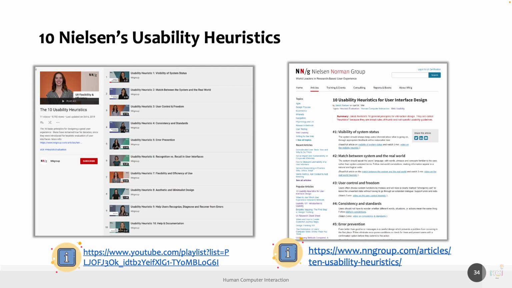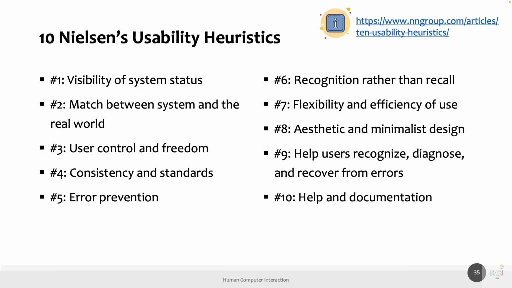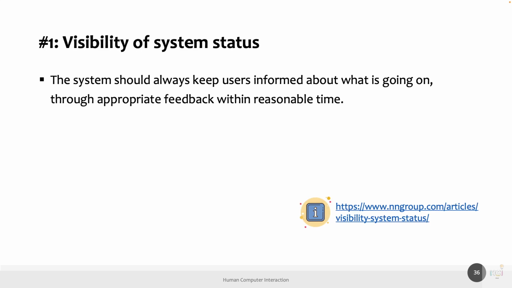Also, during assignment 3, you can maybe have these heuristics on the tablet, or you can print them. You don't have to remember them. And these are the 10 heuristics. We will see each of them with some examples. So, heuristic number 1, visibility of system status.